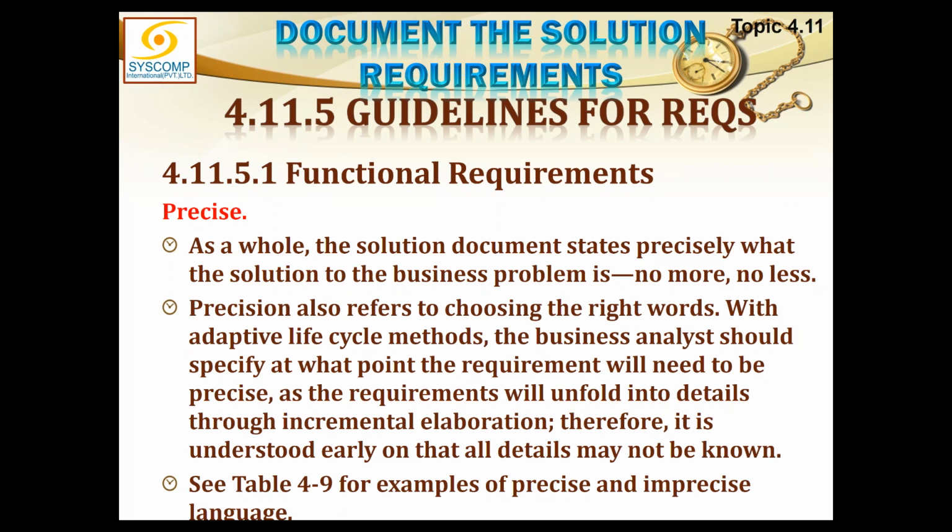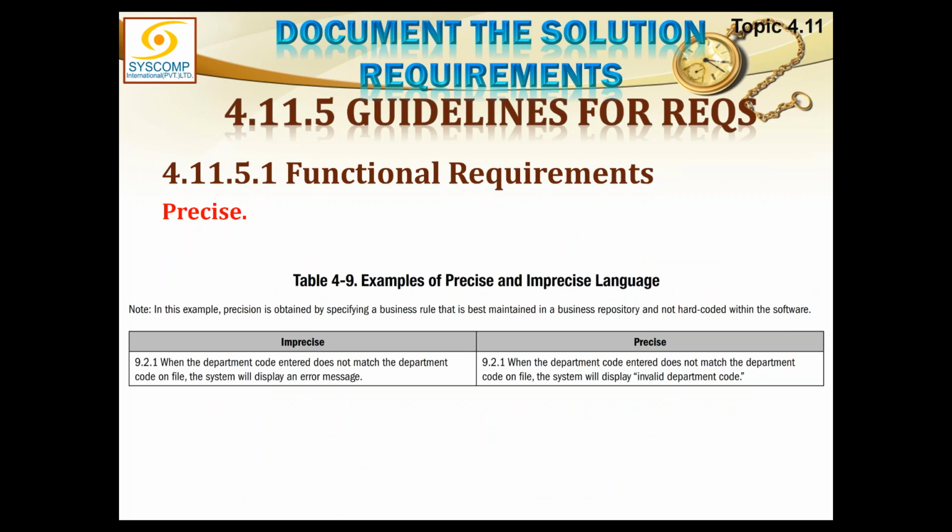So let us see the table for examples of precise and imprecise language. An example of imprecise language is: when the department code entered does not match the department code on file, the system will display an error message. So compare and do what? When the department code entered does not match the department code on file. So let us see what is correct. When the department code entered does not match the department code on file, the system will display this message: invalid department code. When you say an error message, it could be any error message. Maybe the error message is a syntax error.